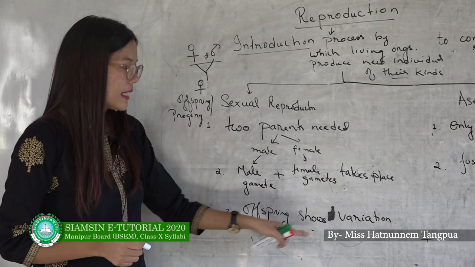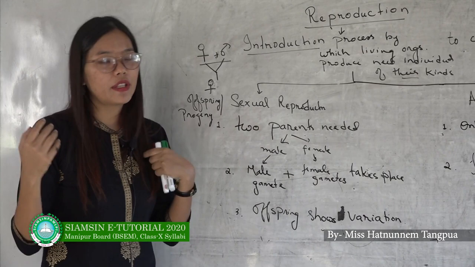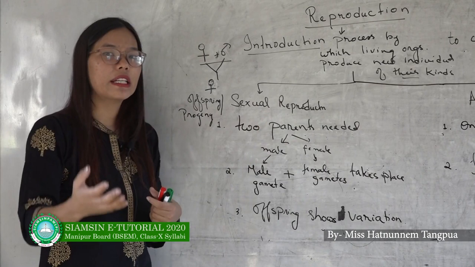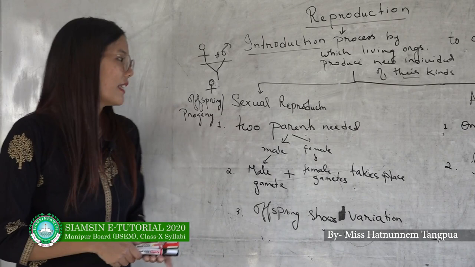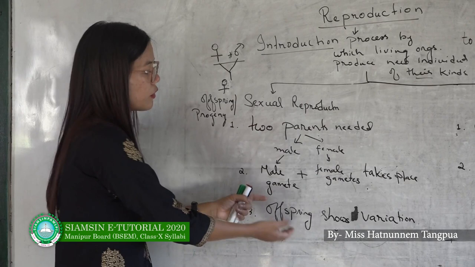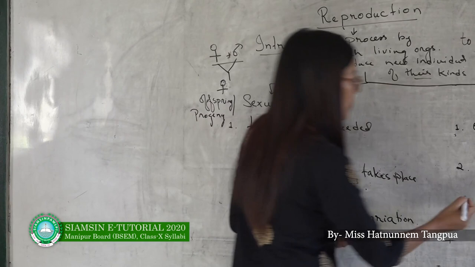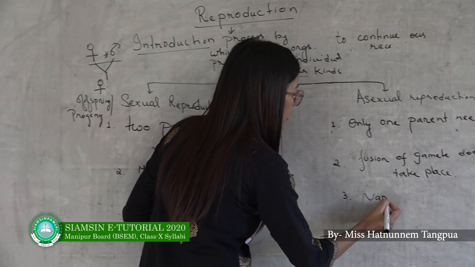For example, in humans, I am not exactly the same as my father, I am not exactly the same as my mother, but I am a mixture of my father and my mother. This is because humans undergo sexual reproduction, where male and female gametes fuse together to form an offspring, and the offspring shows variations. In asexual reproduction, there is no fusion of gametes; only one parent gives rise to a new individual, so variations are not seen.